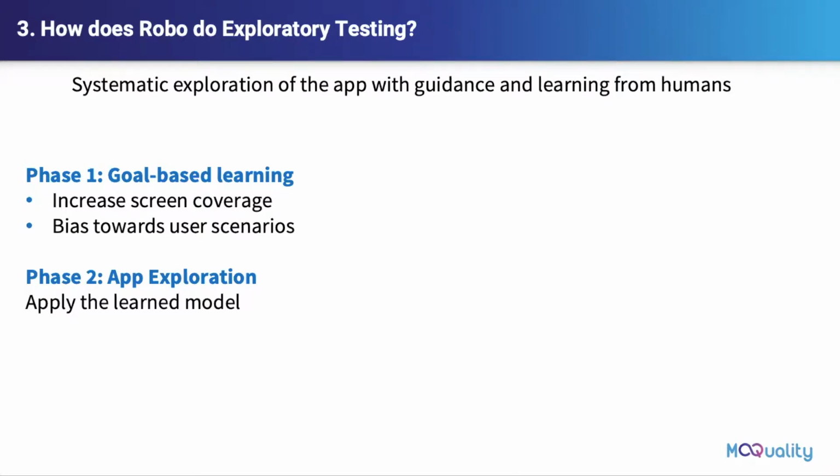A Robo is almost like any machine learning system. It has two parts. In the first part, it does some kind of learning and creates a model, and then uses the model to do some kind of task. So for our Robo, we work in two phases. In phase one, we create a model using some goal-based learning techniques. And then after a model is created, you can use that model to explore the app while doing testing.